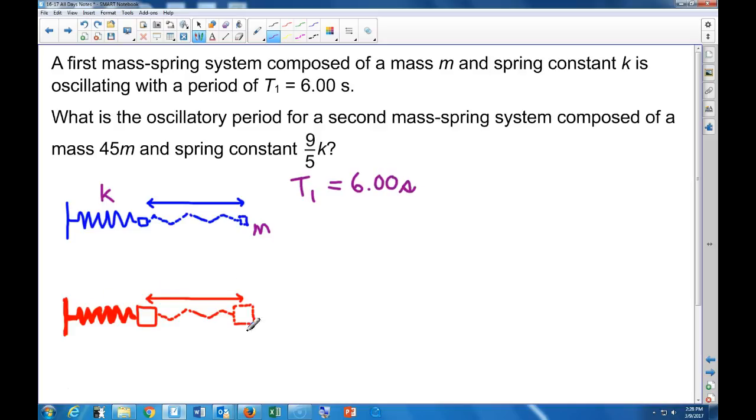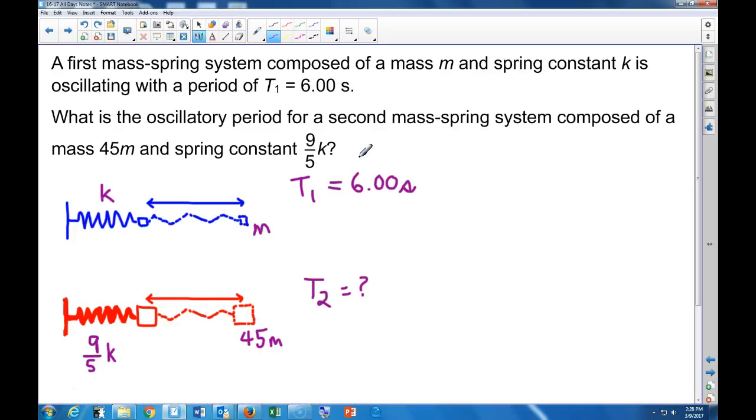And then we've got some second different system down here. And what do we know? Well, what's the oscillatory period? Okay, find its oscillatory period. For a second system composed of a mass 45 m, so we can see it's a bigger mass, and a spring constant 9/5 k. So it's a bigger spring constant, it's stiffer, and we can see that in the picture. It's a thicker spring, so stiffer.